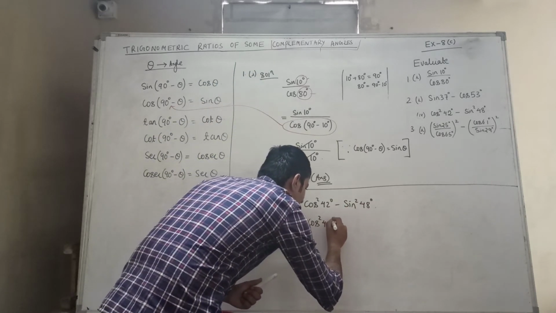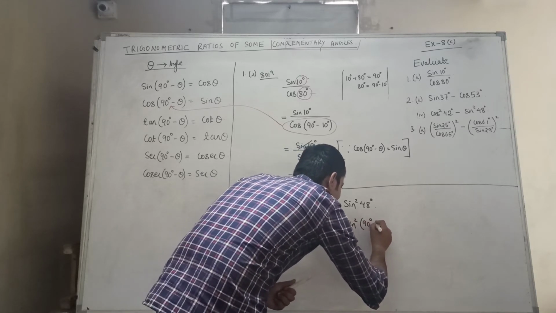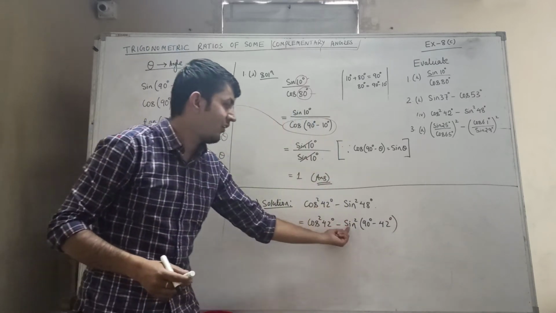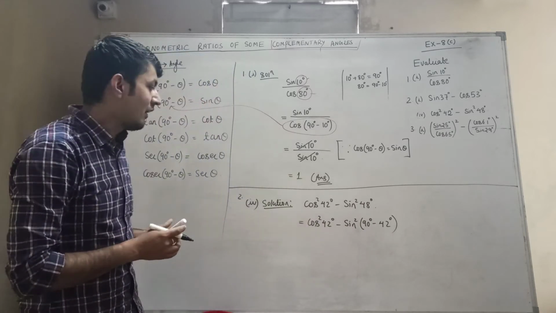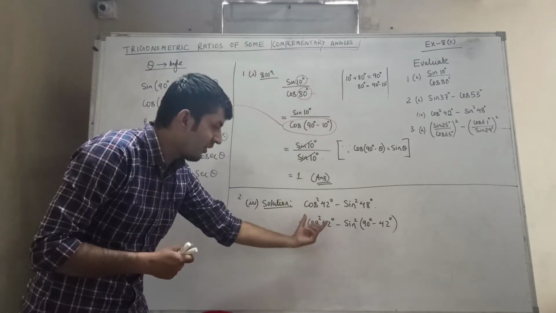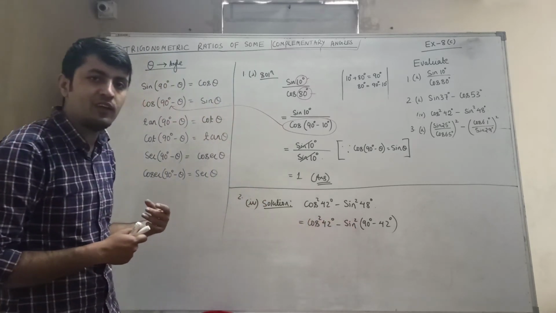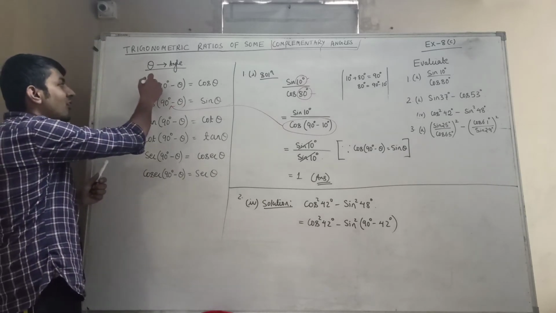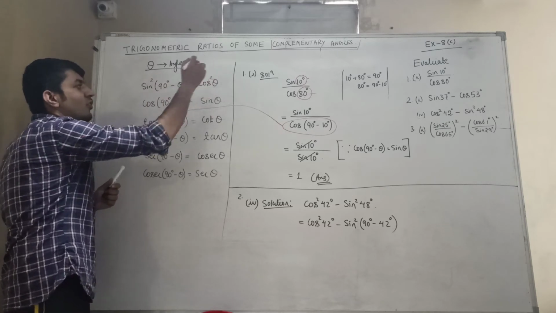Cos square 42 minus sine square of 90 degree minus 42 degree, because 90 minus 42 is 48. Now again, you might get confused because square is there. How to use the formula? Now see, if you look at this formula, sine of 90 minus theta is cos theta. It will work for your square also.